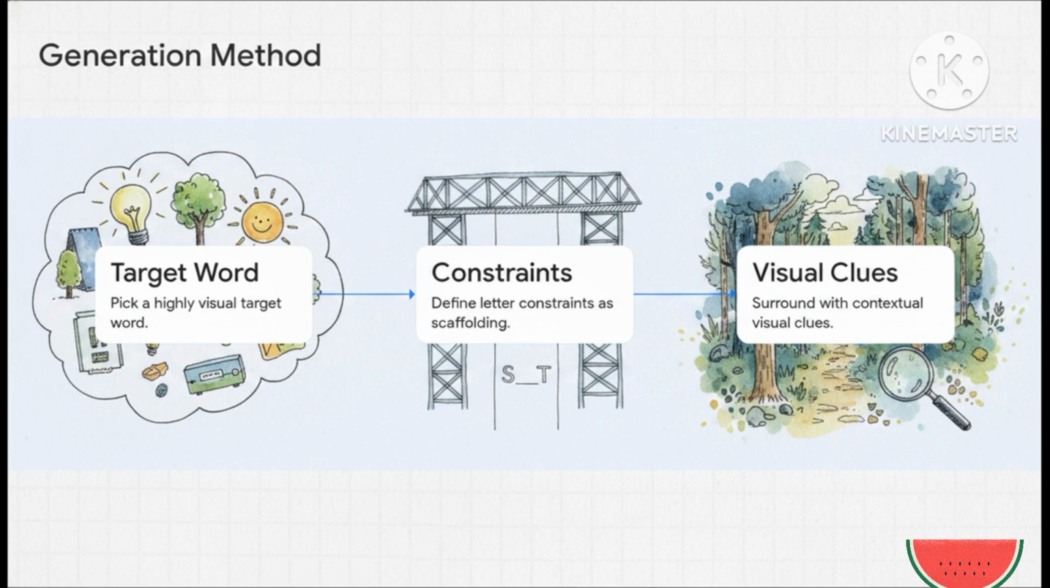Step 1, pick a highly visual target word. It needs to be something easily represented in art. Step 2, define your letter constraints. This is your scaffolding. Give them the start and end letters to build that cognitive bridge. Step 3, surround those constraints with contextual visual clues. Build a vivid environment around the word to act as a clear, nonverbal hint.